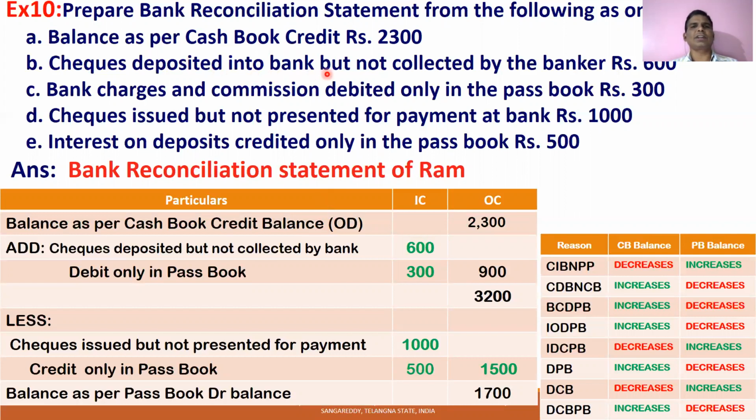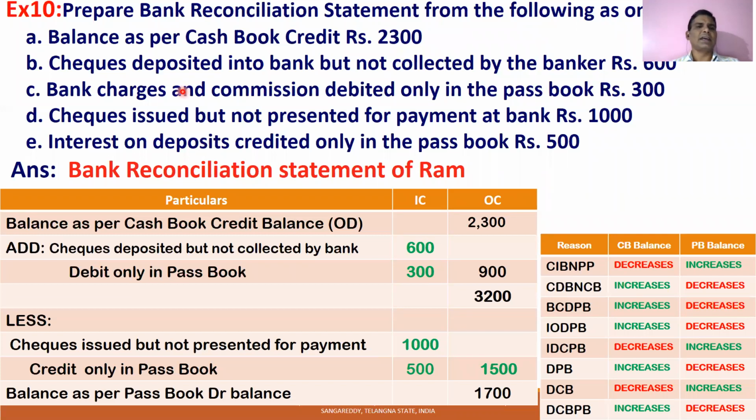Checks deposited into the bank but not collected by the bank, 600. This is the first point. Bank charges and commission debited only in the passbook, 300. This is the second point. Checks issued but not presented for payment, 1000. Interest on deposits credited only in passbook. These are the 4 points given.